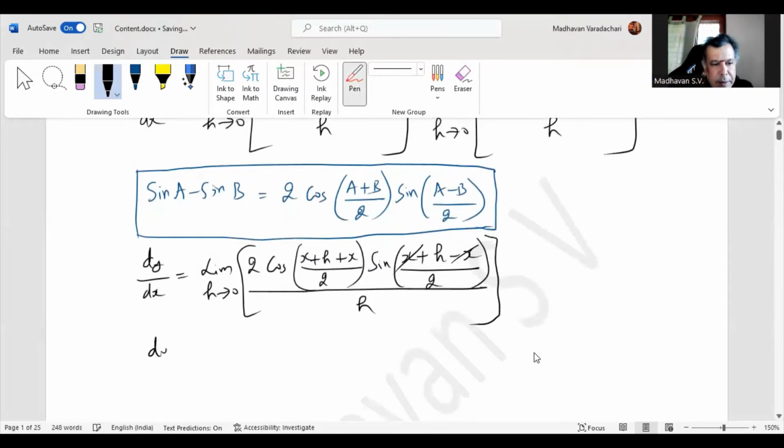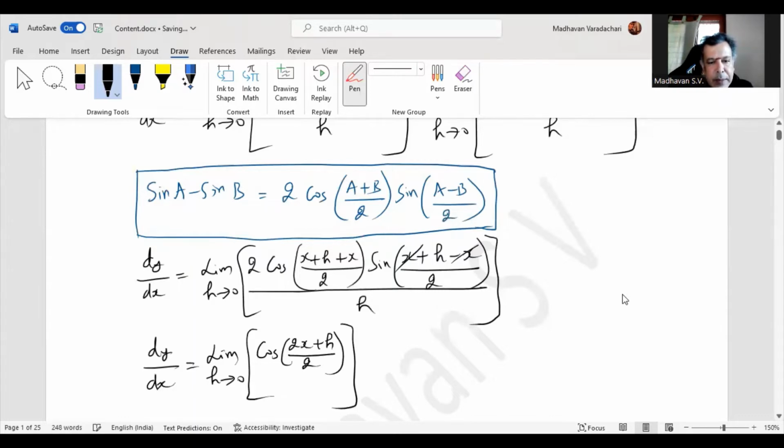So this will now be written by splitting this limit into two limits. One is limit h tends to 0 of cos of, sorry, here it will be (2x plus h) divided by 2, that is one limit, and then multiplied by another limit. What have we not taken? We have not taken this 2, so that 2 will come in the numerator, and then sin of h by 2, divided by h.